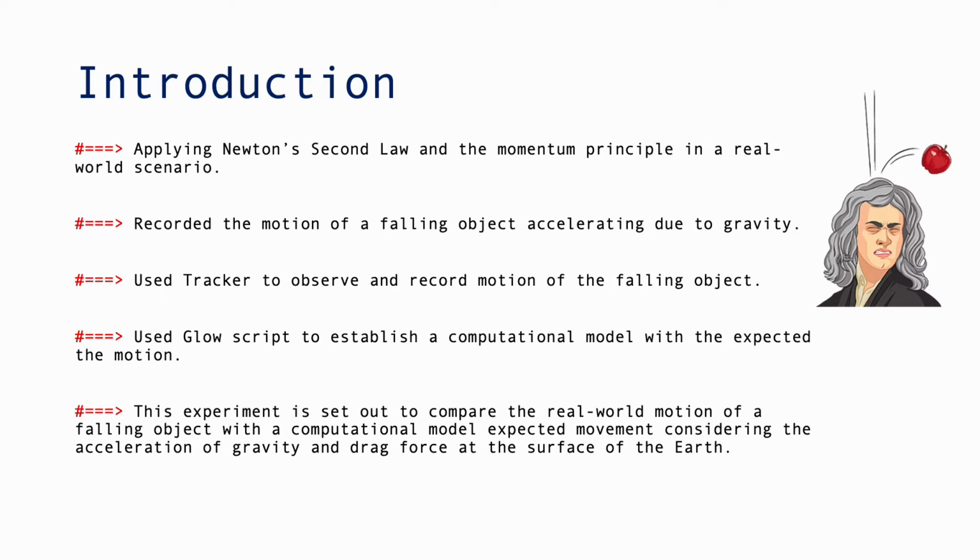This is the table of contents and a brief rundown of this lab. Similar to the first lab, it will be based on Newton's second law, but this time we will be applying the momentum principle as it's about non-constant velocity. We recorded the motion of a falling object accelerating due to gravity. We use Tracker to observe and record the motion of the falling object. Then we use GlowScript to create two different computational models. And finally, the main goal of this lab is to compare both of these computational models with the actual observed motion.